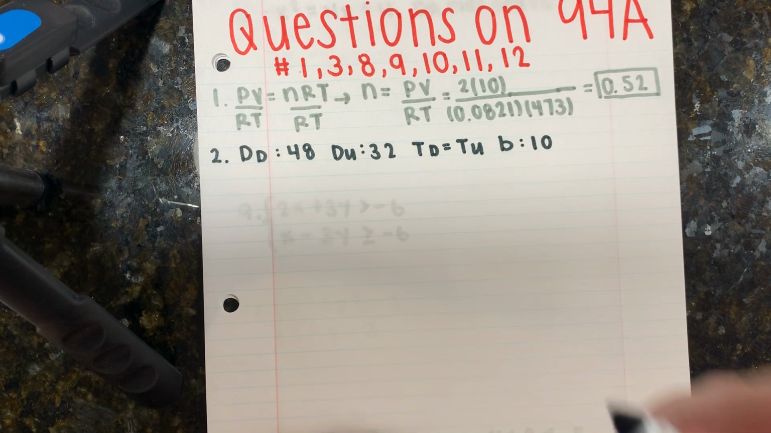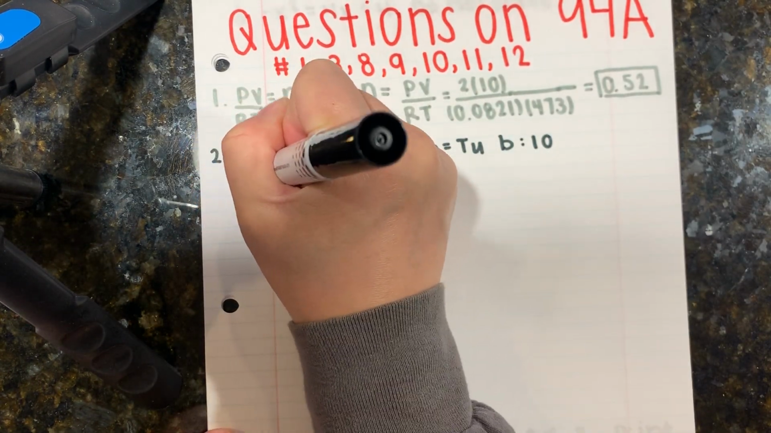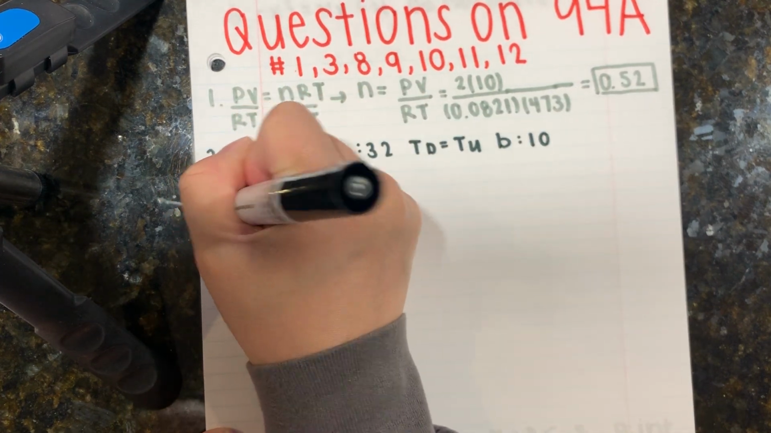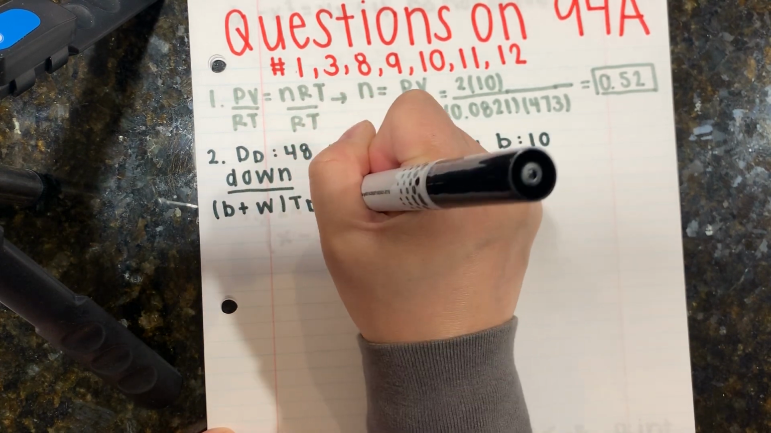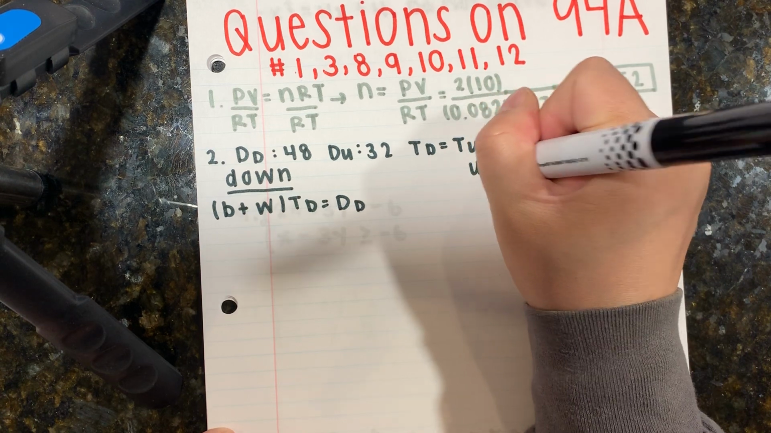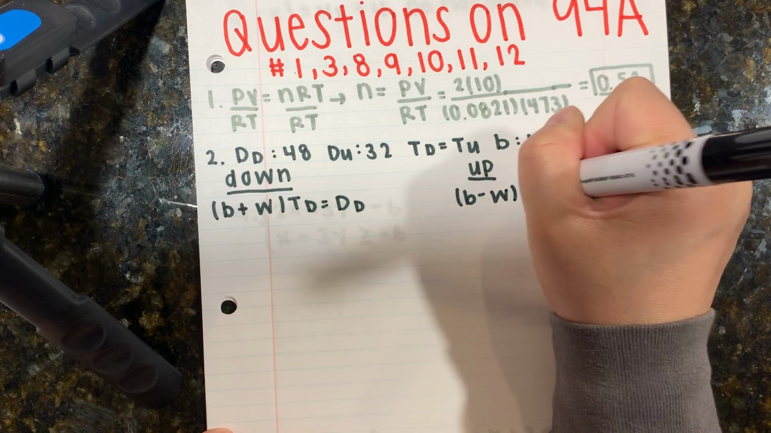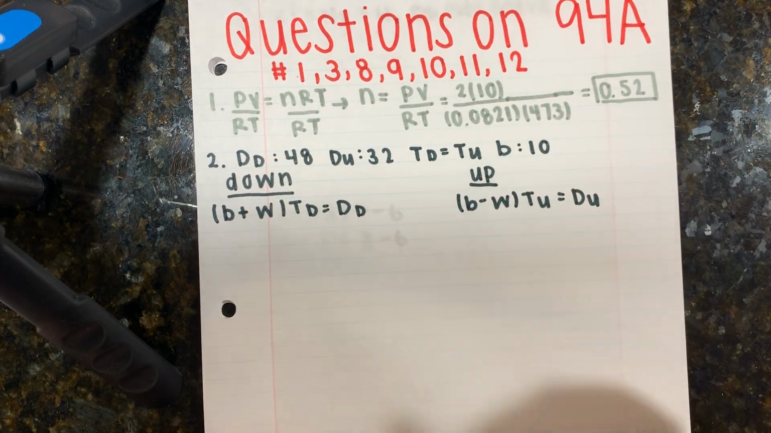Now, I have two equations that I need to know for this problem. The downstream equation, which is going to be B plus W times TD equals DD. And then my upstream equation, which is going to be B minus W times TU equals DU.